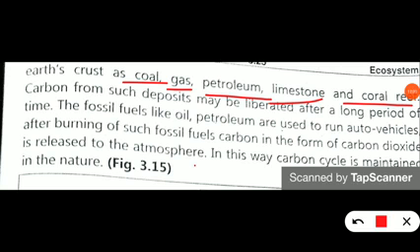The fossil fuels, like oil and petroleum, are used to run automobiles. After burning of such fossil fuels, carbon in the form of carbon dioxide is released to the atmosphere. Coal and petroleum are used in most of the automobile industry and in a lot of industry for making energy, that is electrical energy. This stored carbon is released in the form of carbon dioxide into the earth's atmosphere. In this way the carbon cycle is maintained. I hope you understand all these things. We can stop here.